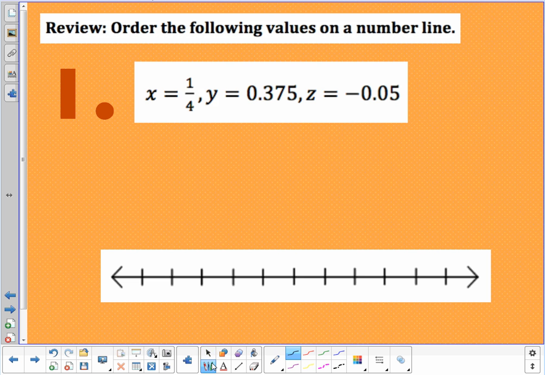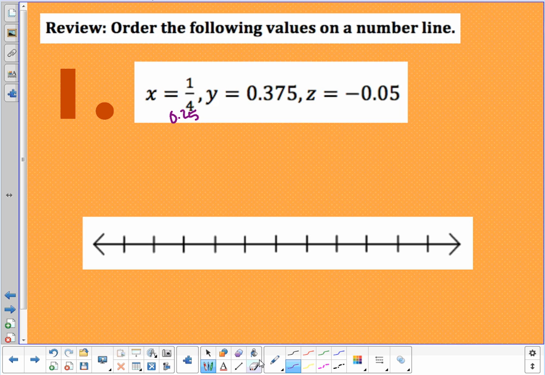So the first thing I'm going to do is figure out what this decimal is in comparison to these two decimals. Well, I know that 1/4 is the same thing as 0.25. So I'm going to use that in comparison with 0.375 and negative 0.05. Now I need to think about how I want to number my number line. I'm going to put my 0 in the middle, because I have numbers that are positive and I have this one that's negative, so I need to reference both of it. So one of these middle spots I'm going to make 0.